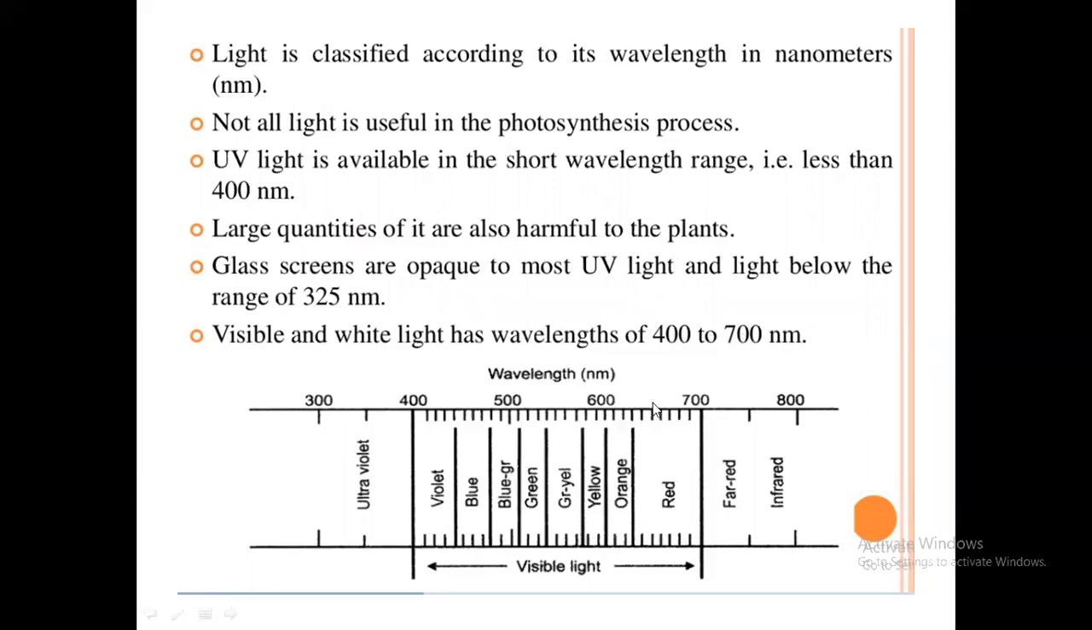These are the spectrums of the visible light, and it ranges from 400 to 700 nanometer. The light spectrum having a wavelength less than 400 nanometer is called ultraviolet radiation, and the radiation having a wavelength more than 700 nanometer is called infrared radiation. Both of these radiations, ultraviolet and infrared, are not useful for the photosynthesis reaction.